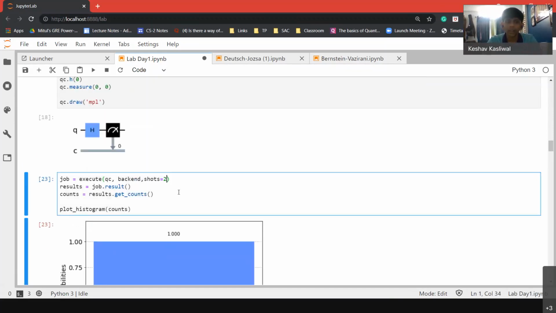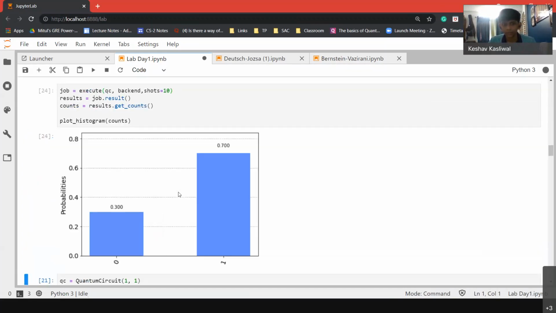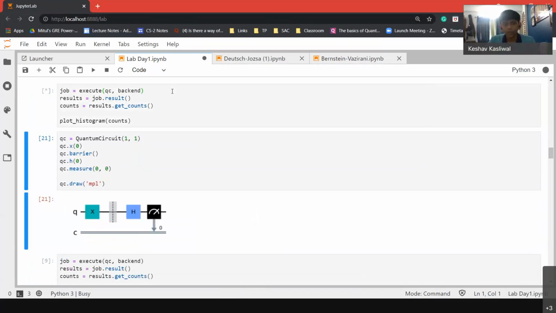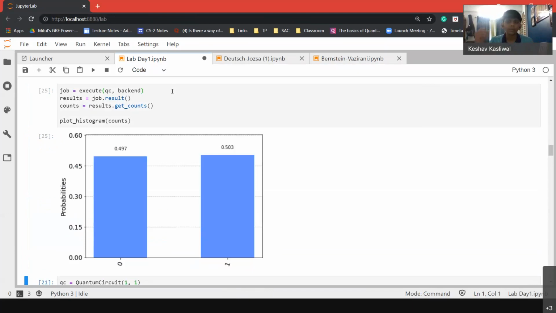So let's say we take shots equal to 10 over here. Now, as you can see, we executed the circuit 10 times, and we got 0 three times and 1 seven times. That is what I meant by restricting the sample space to a particular number. That is why the developers felt that 1024 was right. Even if I remove this, the default number of shots is 1024, so I'll get the optimum result that is required. That is the significance behind shots.